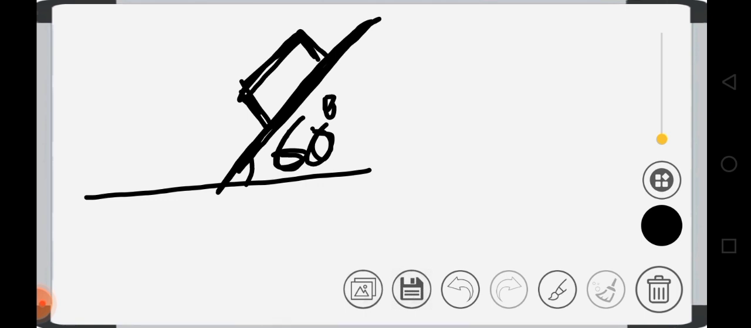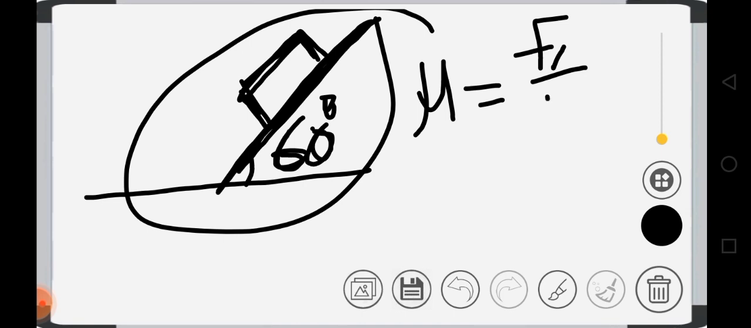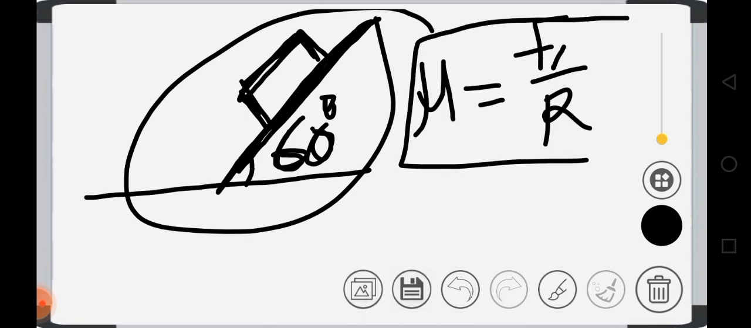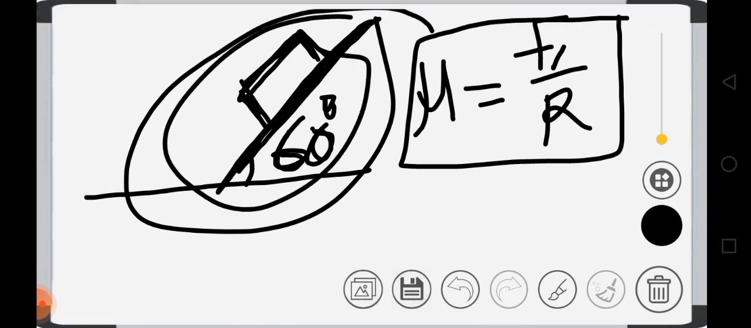So let me quickly explain this concept, because we are looking for coefficient of friction. I told you in the last class, coefficient of friction is what? Frictional force divided by what? Normal reaction. I've already explained that. So this is the same formula we're still going to use. Let me explain this particular concept very well so that you understand it better.